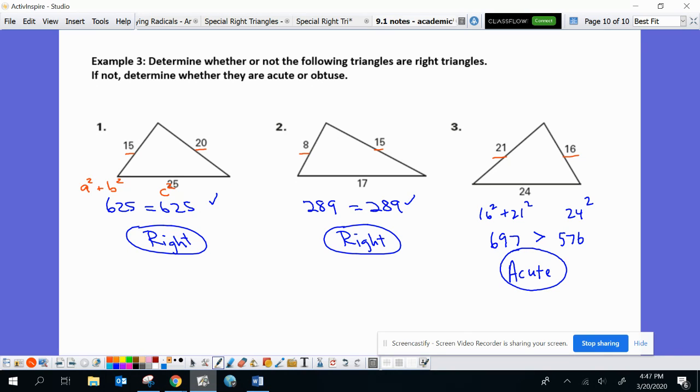So put all 3 of those videos together, and that gives you a really good idea of what we're trying to do with the Pythagorean theorem in terms of solving for a side length, as well as being able to use it to determine whether or not we have a right, acute, or obtuse triangle.